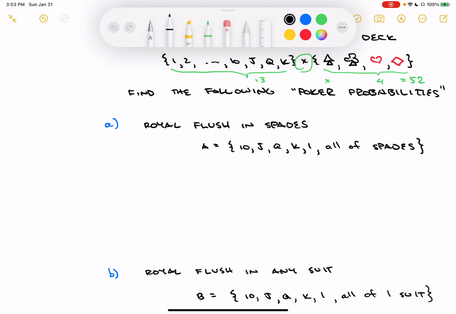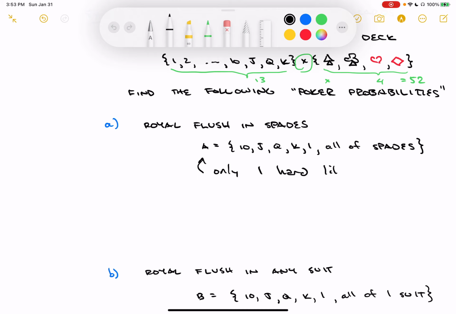So I'm going to go ahead and show this royal flush in spades as an event. I'm going to call this event A. Event A has the 10, jack, queen, king, and ace. Ace is high here, all in the spade suit. So every single one of those has to be a spade. There's really only one way to get this. We know that. So in this particular case, the counting on this is that there's only one hand like this.